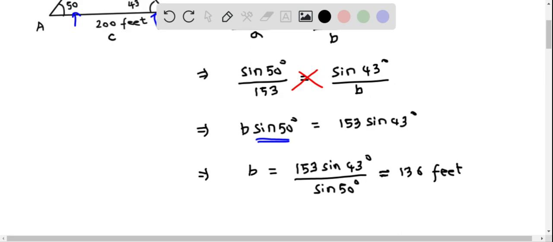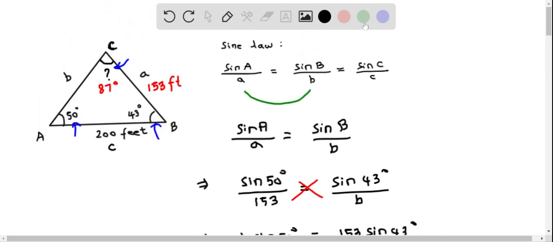So we have found the value of both A and B. I'm going to mark the side length B as 136 feet. So we have answered the questions. We found the side lengths A and B. A is 153 feet and B is 136 feet.